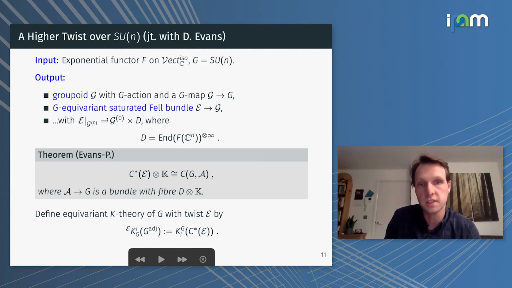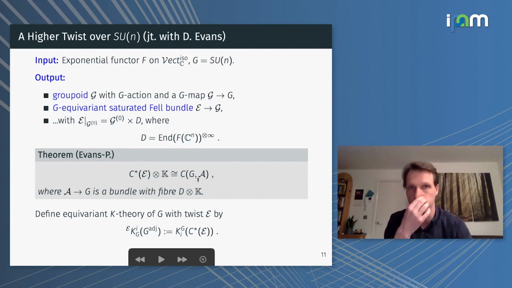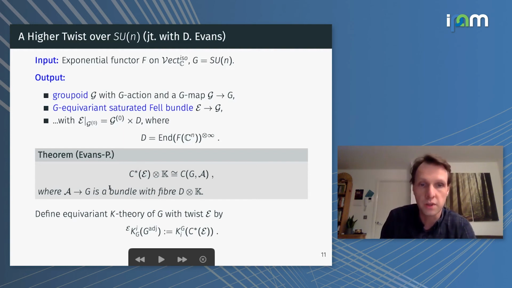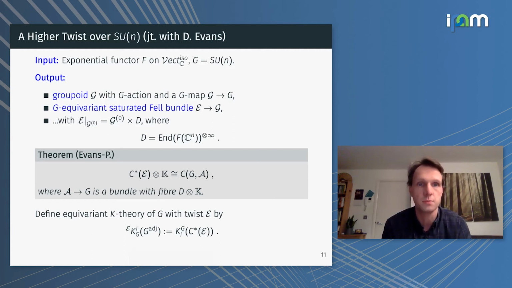such that if I restrict to the unit, then the bundle is trivial. And the fiber algebra that you get here is one of those infinite UHF algebras that is related to this exponential functor. Right, and then what we could prove is that if we take the C-star algebra associated to this bundle and stabilize it with the compacts, then it becomes the section algebra of a locally trivial bundle where the fiber is now D tensor K, right? So this is one of those bundles with fiber D tensor K that I discussed previously.